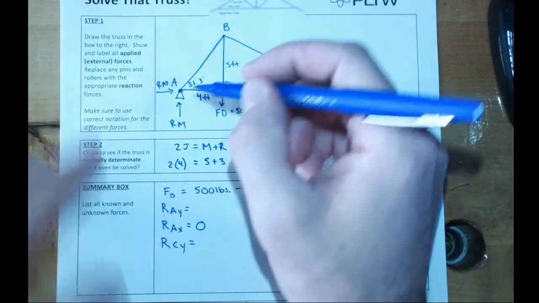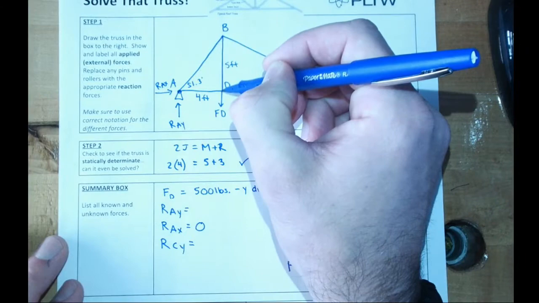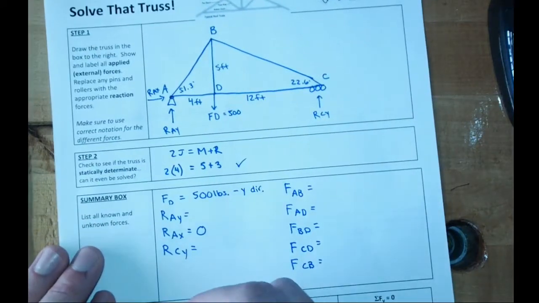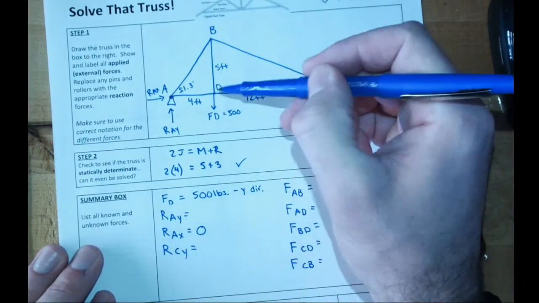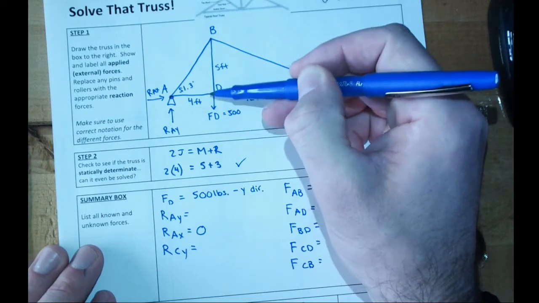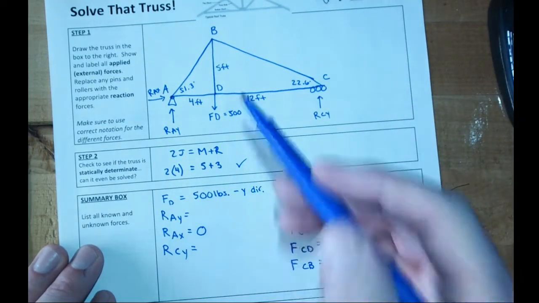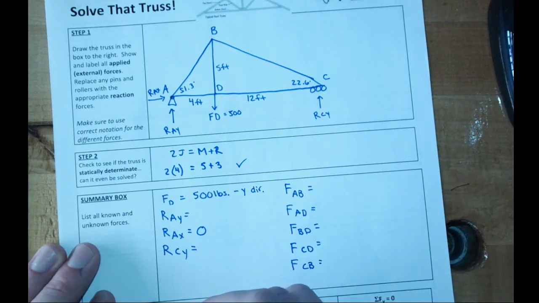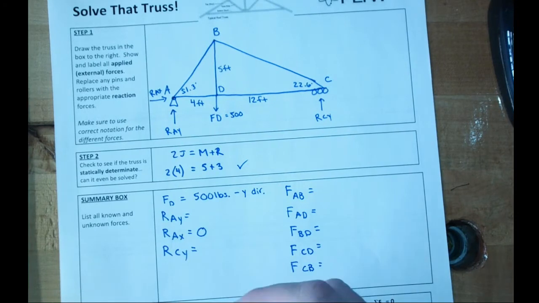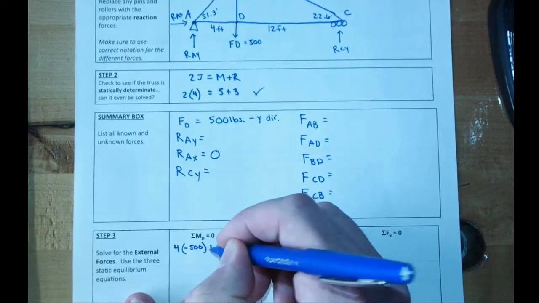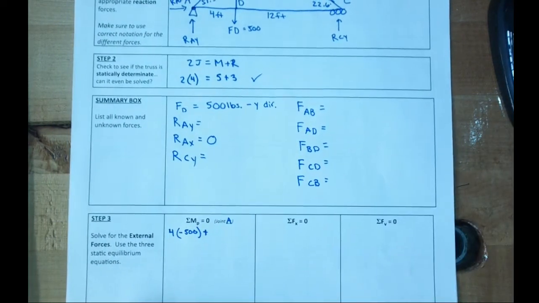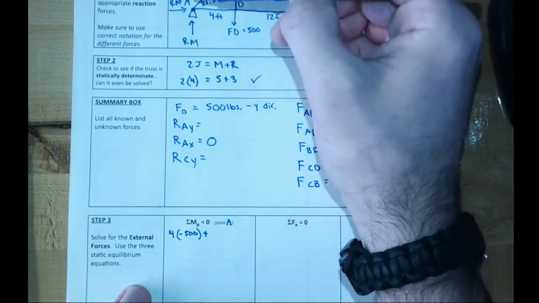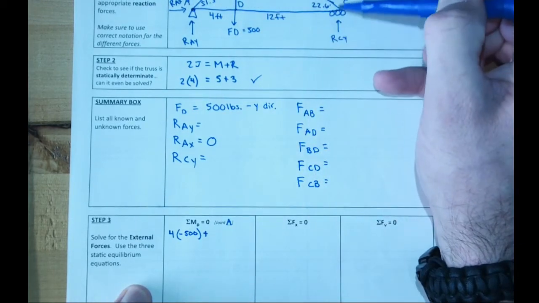So in this case, we're going to start with the distance of 4 feet and multiply by the perpendicular distance. Now in this case, which direction is 500 going? It's going down, so it's a negative 500. Then you add the other force and the other distance that is perpendicular.